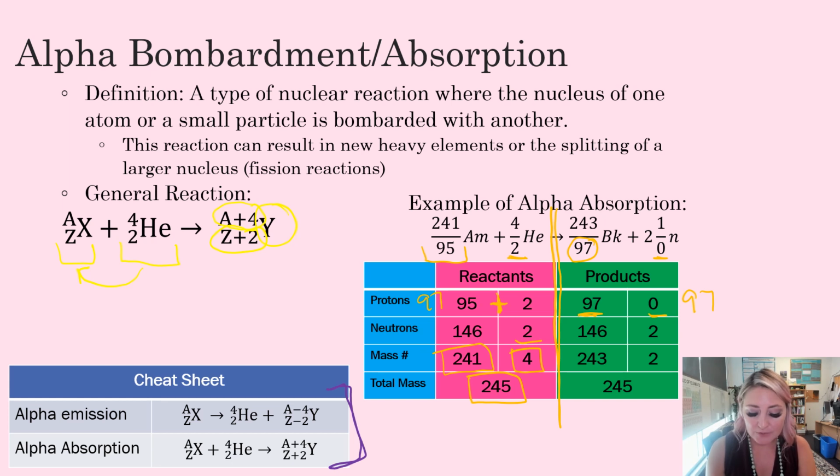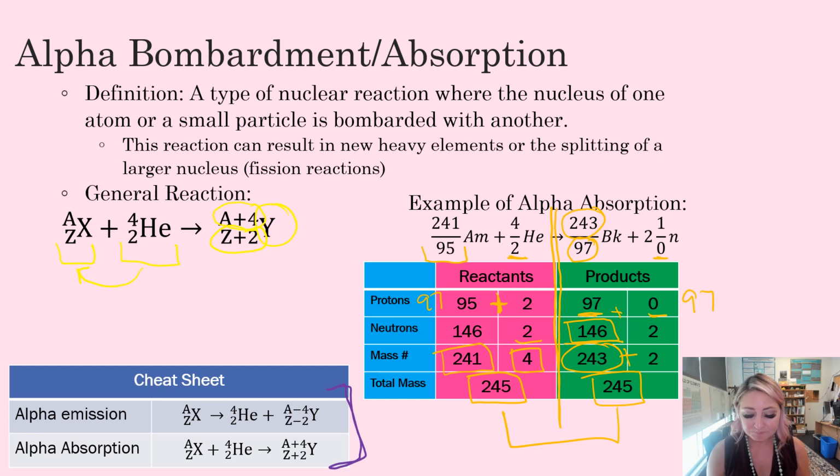The new mass number is 243. Okay, so 243 minus 97 is 146. If I were to add these together, I should get the mass number of 243, and I do. Looking at our neutrons, well, there's no protons in a neutron, but there are 2 neutrons, so the total mass is just 2. When we add these together, we also get 245.